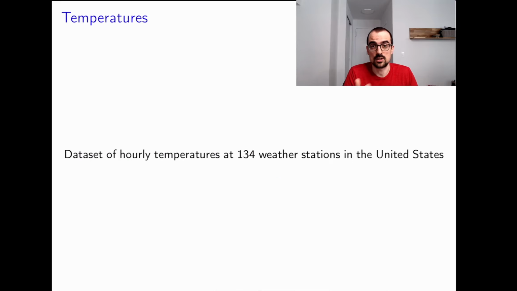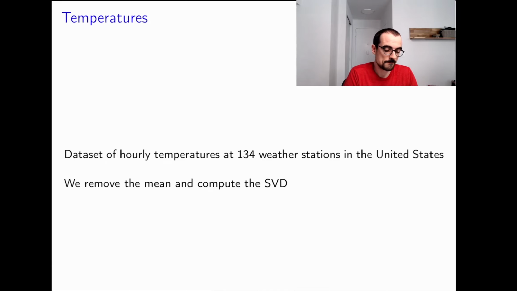Okay, so let's take a look at our real data example where we have a data set of hourly temperatures at 134 weather stations in the United States. These temperatures were taken over a whole year. What are we going to do to analyze this with a low rank model? We're going to remove the mean and we're going to compute the SVD.